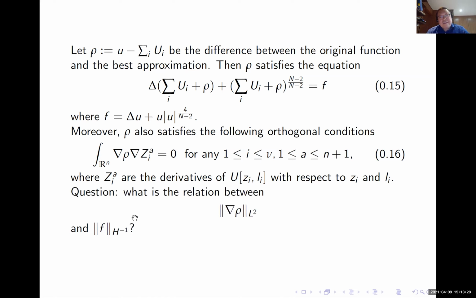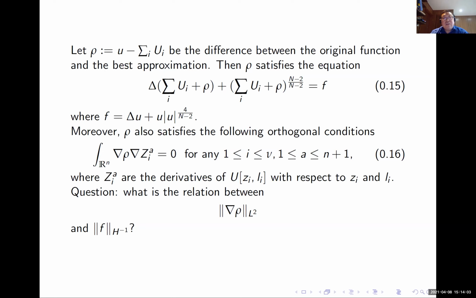So the question is, how do we estimate the alpha norm of the gradient rho in terms of the right-hand side? If we can have a quantitative estimate of the gradient rho in terms of the H^-1 norm of f, then we're done. And this is exactly what we prove. So how do we estimate this in terms of this? The right-hand side is only in the H^-1 norm.